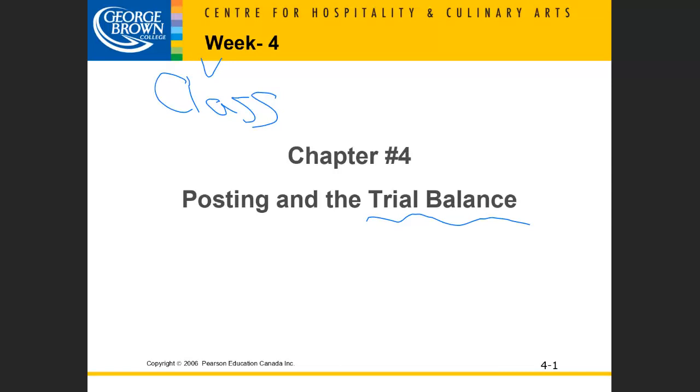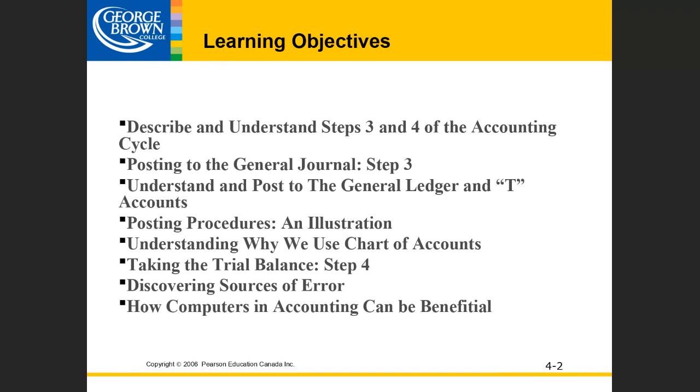So let's continue. We're going to describe and understand steps 3 and 4 in the accounting cycle. We're going to actually post from the general journal to the general ledger. We're going to tell you what the general ledger is and a little bit more about T accounts. We're going to show you an illustration of the posting procedure. I'm going to tell you why we use a chart of accounts, and I think I've explained a little bit about it, but we're going to show you today. We're going to show you how to take a trial balance. And then we're going to show you some ways to find errors in your trial balance, and then how some technology can be useful in accounting.